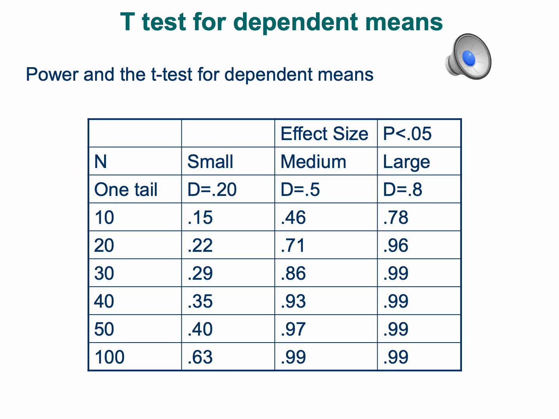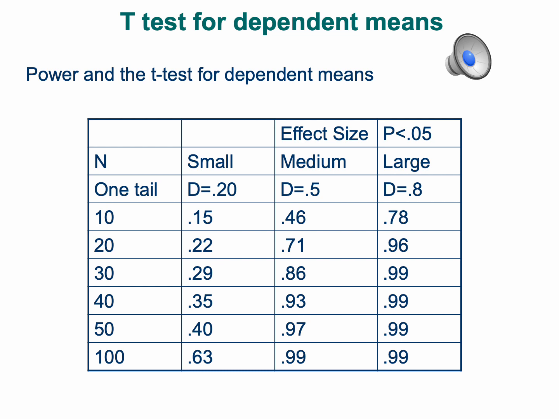Power in the t-test for dependent means. Now remember, power is the probability of getting a significant result for your study when there's a true difference between the means actually out there in the world. You're going to go study that, and power is the probability you're going to find that effect when it really exists. Well, here's a nice table depicting the relationship between effect size, sample size, and power.